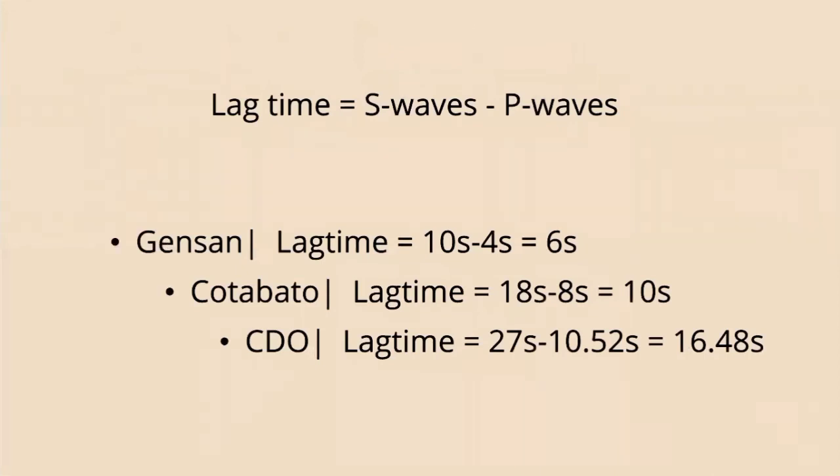So, how can we get the difference in the arrival time of P waves and S waves? We must follow the given formula of lag time: S waves subtract P waves, and the result is the lag time. For the first seismic station, Jensen, 10 seconds of S waves subtract 4 seconds of P waves and the result is 6 seconds of lag time. For the second station, Cotabato, 18 seconds subtract 8 seconds and the result is 10 seconds. For Cagayan de Oro or CDO, 27 seconds subtract 10.52 seconds and the result is 16.48 seconds.